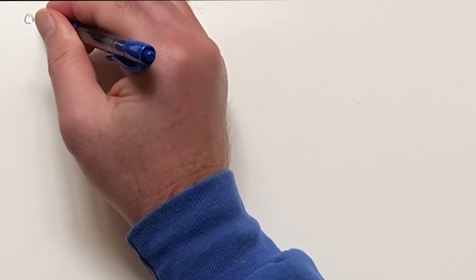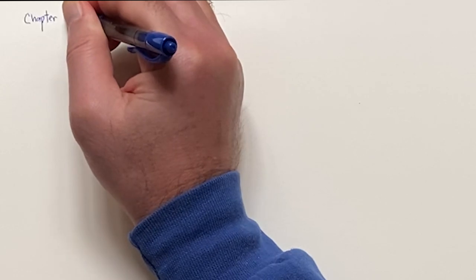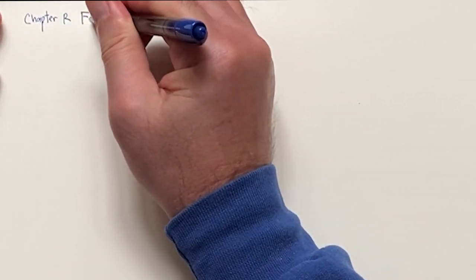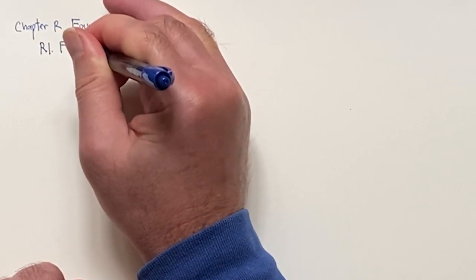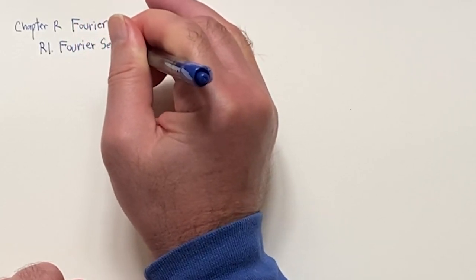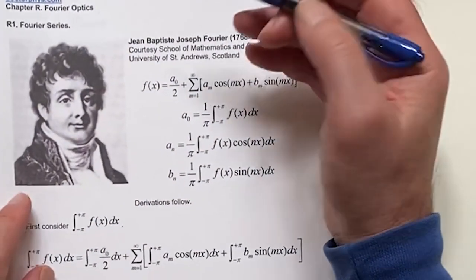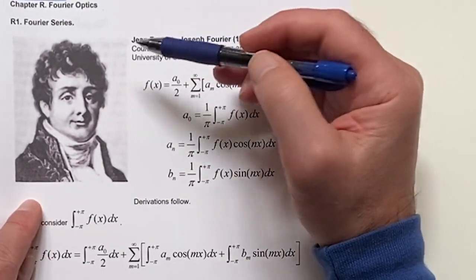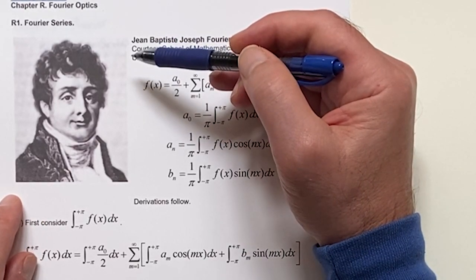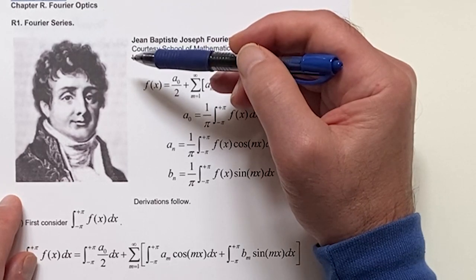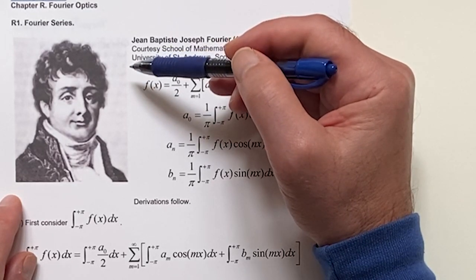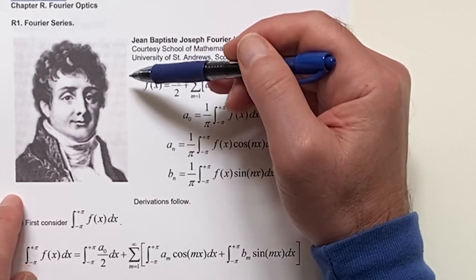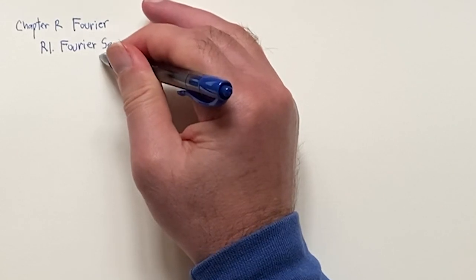Chapter R, Fourier. Section R1, Fourier series. Here's Fourier. And this is remarkable, the Fourier series idea that we're going to show a periodic wave can be expressed in terms of component parts, which in sound are called the partials, or we can refer to them as the harmonics. So we're going to look at this idea.